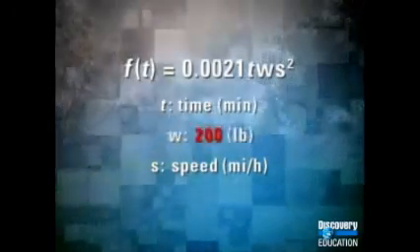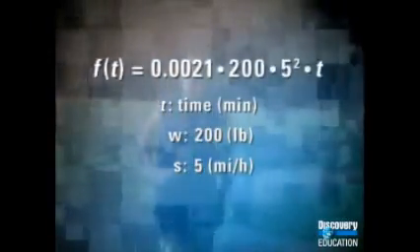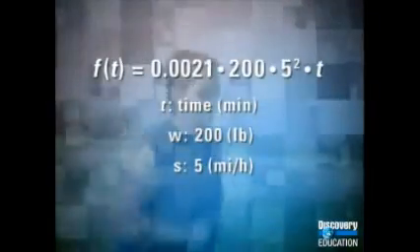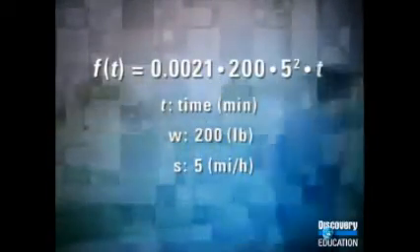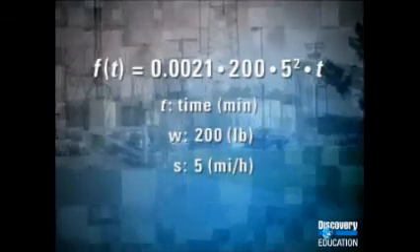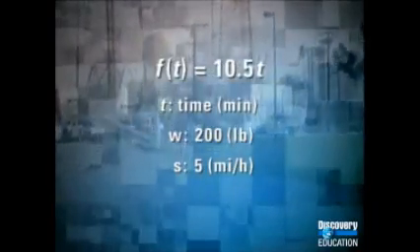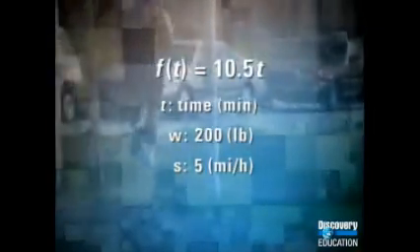Suppose this runner weighs 200 pounds and runs at a constant speed of 5 miles per hour. We can substitute these values for w and s and compute to get this linear function, relating time running to calories burned. For this runner, the function is f of t equals 10.5 times t.